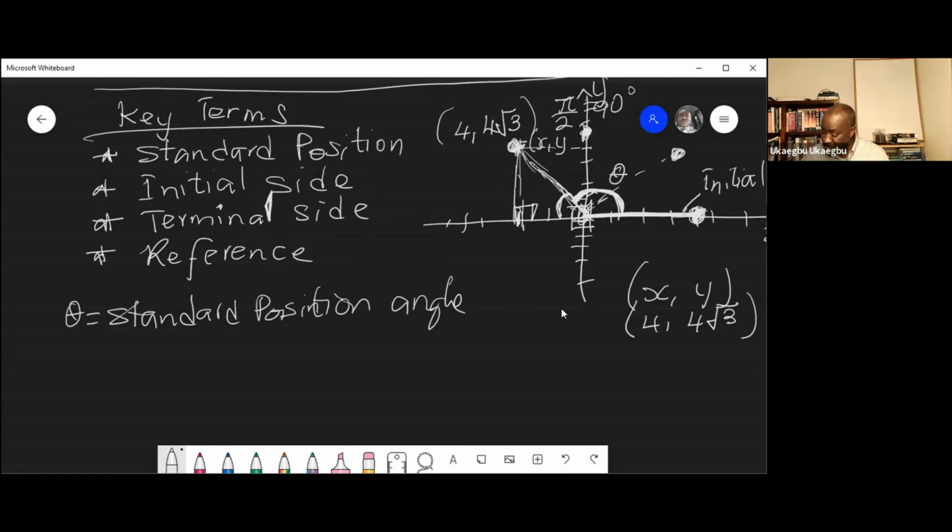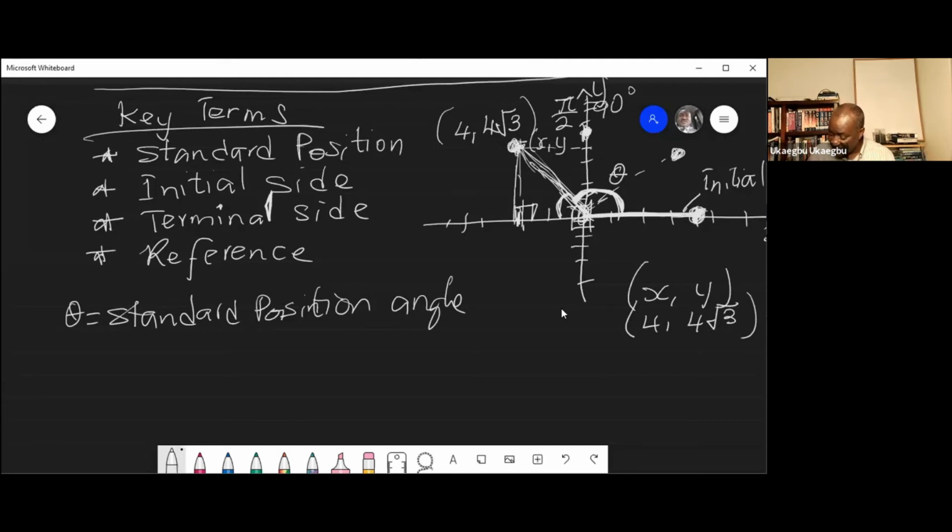And this point where it stopped, not start, is the terminal side. So at the stopping position, it's called the terminal side. Am I making sense? The terminal side is basically the line, you can call it a ray or a line, where the movement stopped, where the initial position moved and stopped.